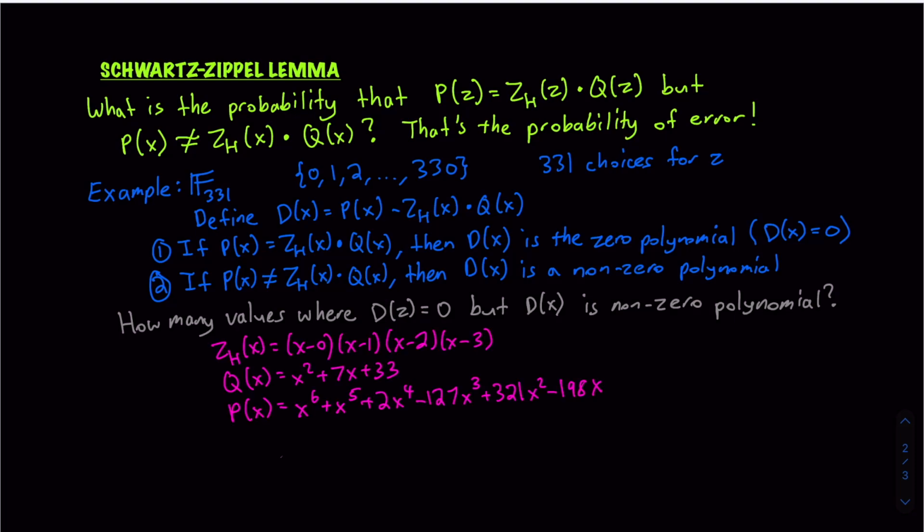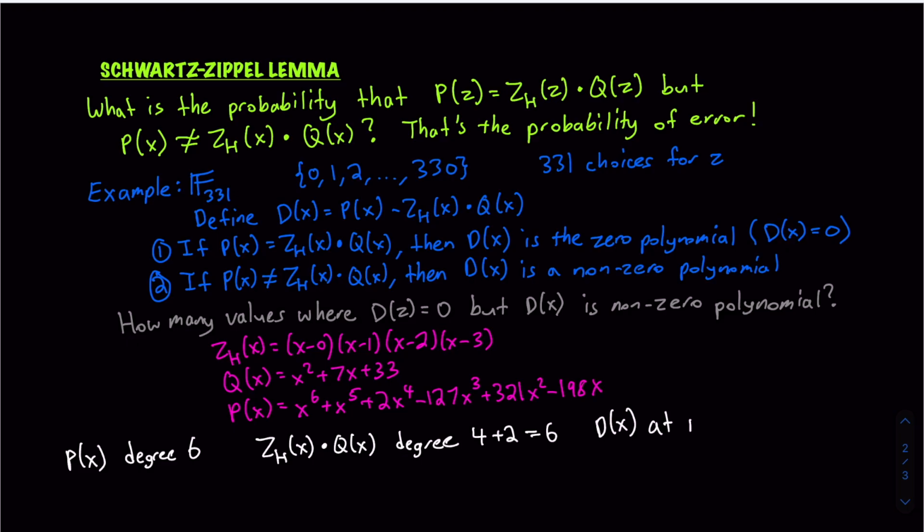In our example, p of x has degree 6, and z sub h of x times q of x has degree 4 plus 2, which equals 6. Therefore, if the identity is false, d of x has degree at most 6, so it can only be 0 at up to 6 different values in the field. Those are the only accidental points where p of z equals z sub h of z times q of z might actually hold, even though the identity is false. So if we pick a random z from our field of 331 elements, the probability of hitting one of those points is at most 6 out of 331. 6 bad points out of 331 possible choices.